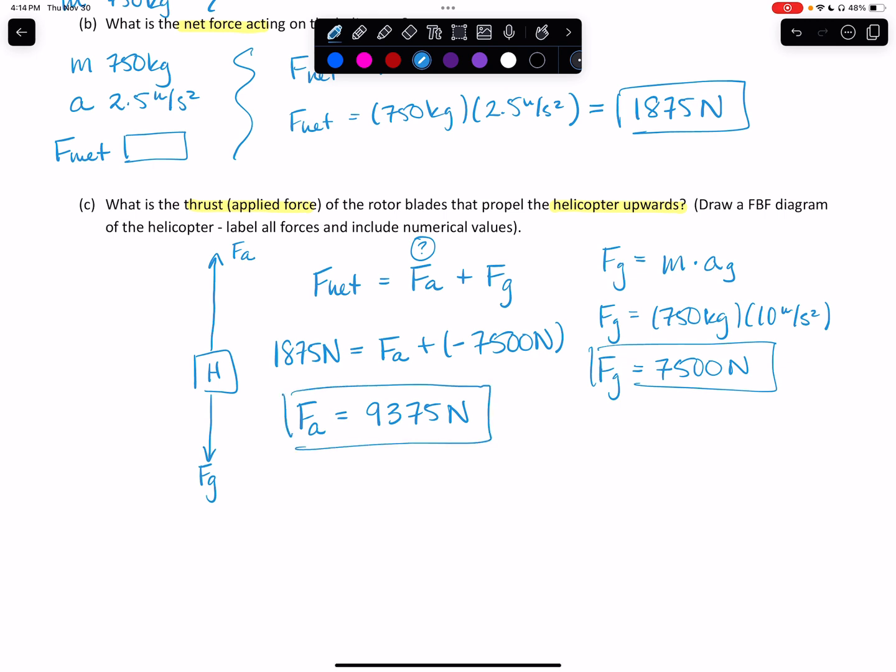Okay, so this problem was a little bit different than the first one in that it gave us variables like velocity, time, and distance and asked us to work our way to F net and then to one of the forces in our free body diagrams.